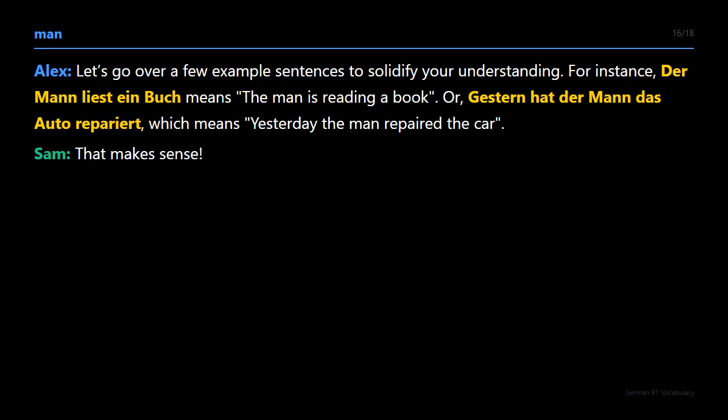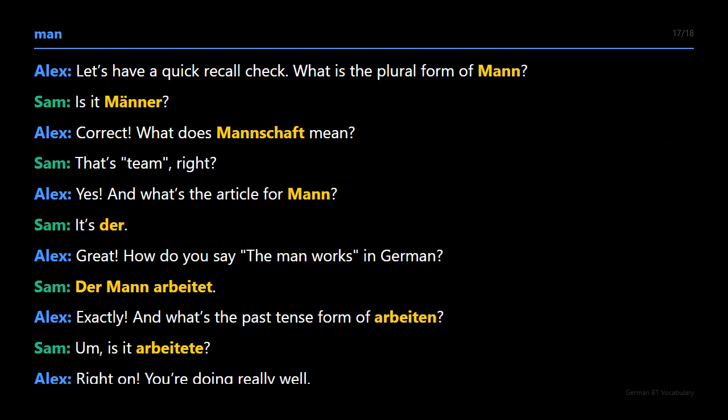That makes sense. Let's have a quick recall check. What is the plural form of Mann? Is it Männer? Correct. What does Mannschaft mean? That's team, right? Yes. And what's the article for Mann? It's der.